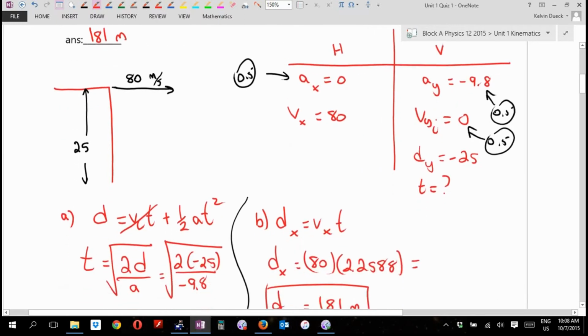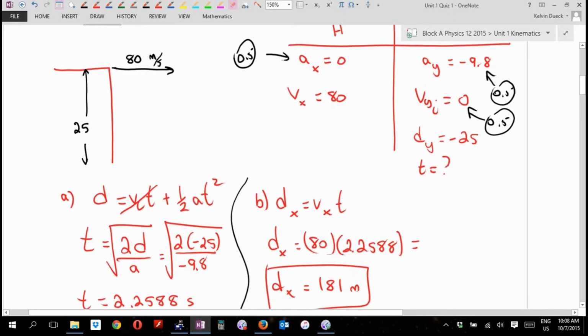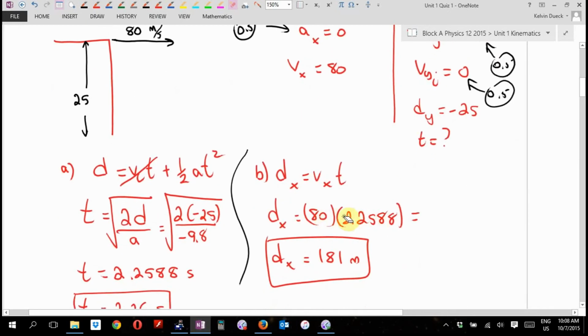Now, if you got the wrong time value, but you took that time value and you multiplied it by 80 correctly, you can give yourself 2 out of 2 for part 2. Never leave a part B blank. If you can't find part A, maybe you forgot how to find the time. On a test, write a note to me, Mr. Dueck, I can't remember how to find t. I'm going to assume t is 6 seconds. Make up a reasonable value and show me that you can do part B. I'll give you full marks for part B.